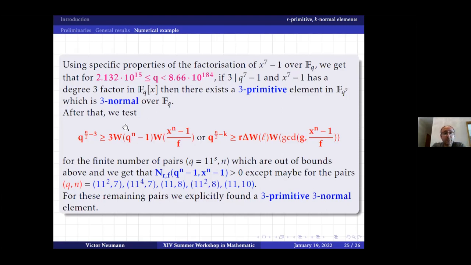After that, we test these two conditions on all the possible pairs where q is a power of 11. There are not a lot of numbers. It's a finite set, and we use HMath to do that. At the end, there are only 5 exceptions where this doesn't hold. For these ones, we work explicitly, like in the first slide, where we take q equal to 2, n equal to 3, and we calculate all the elements. So we calculate some elements, and we try to find an element which is 3 normal and 3 primitive at the same time, and we succeed in finding this kind of element.